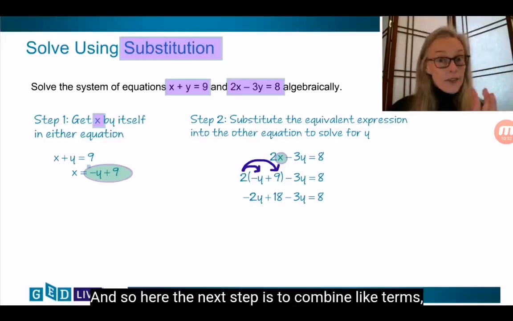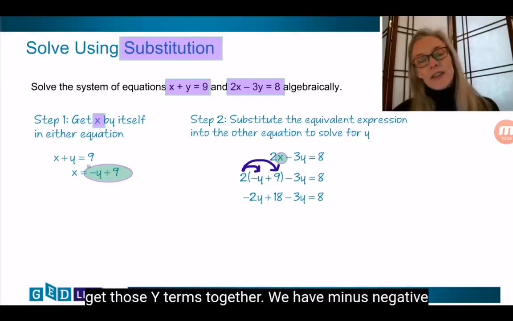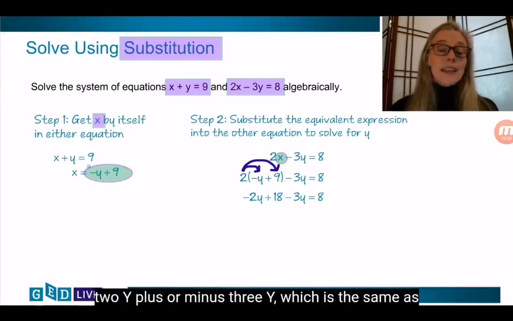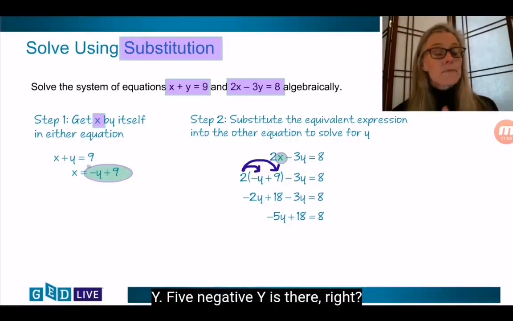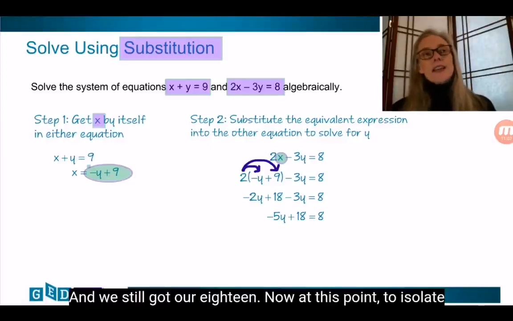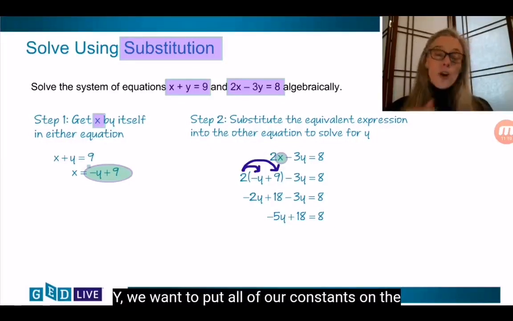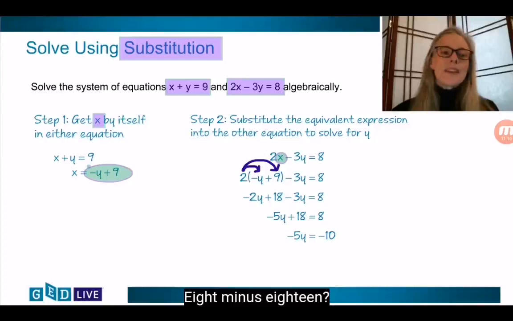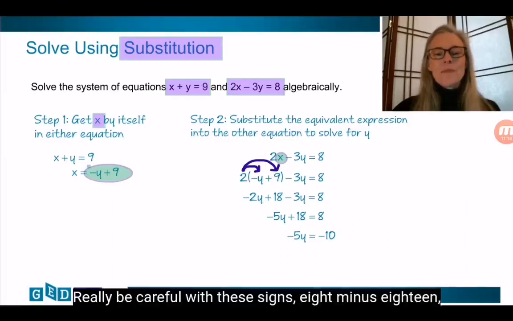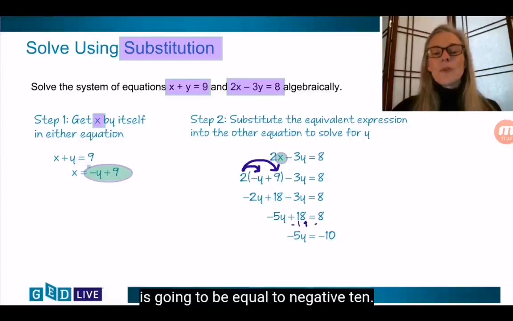And so here the next step is to combine like terms. Get those y terms together. We have negative 2y plus minus 3y, which is the same as plus negative 3y, is going to be negative 5y. We have 5 negative y's there, and we've still got our 18. Now at this point, to isolate y, we want to put all of our constants on the same side, subtract 18 from both sides. 8 minus 18, and again, really be careful with these signs. 8 minus 18 is going to be equal to negative 10.